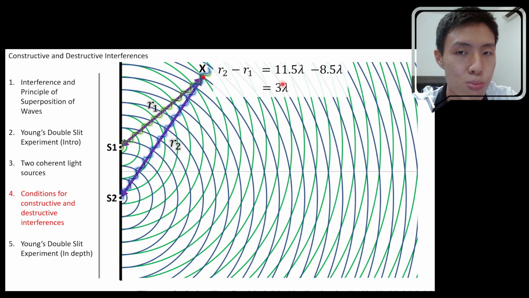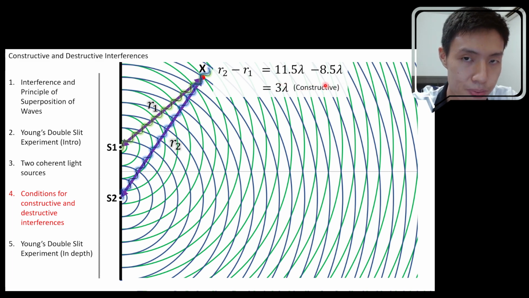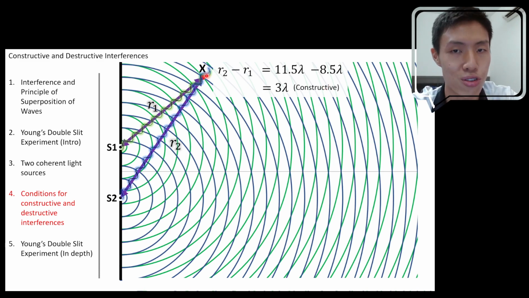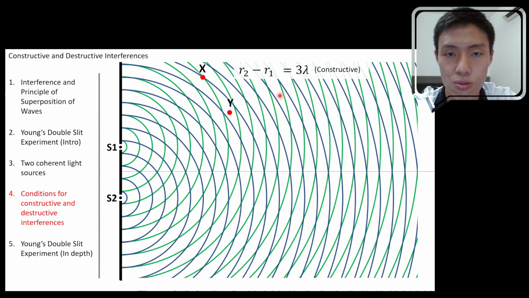And we know that at this point, as we already discussed, constructive interference happens. I'm not going to make any conclusion, I'm just going to say that here constructive interference occurs. At the same time, the path difference is 3 lambda. Okay, now let's move on to another point, point Y.